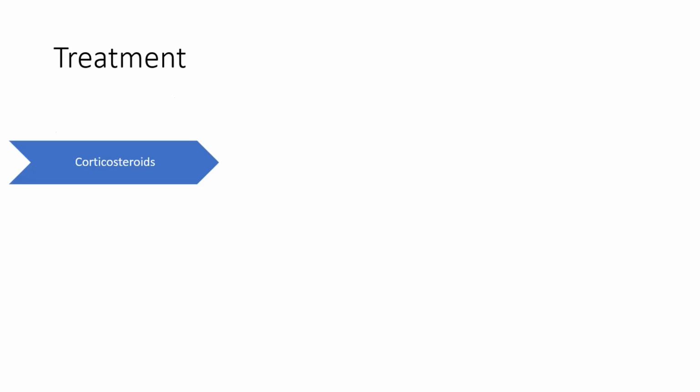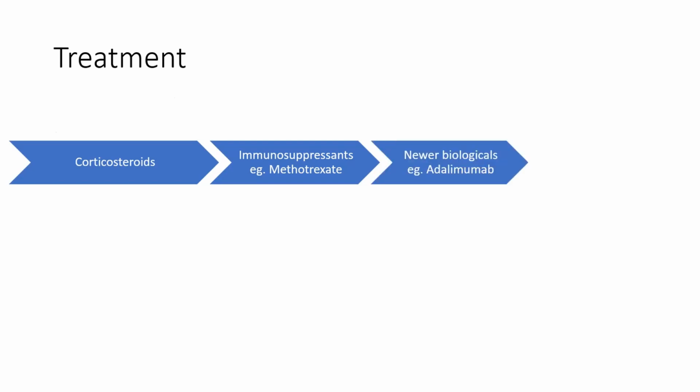For treatment, you must always follow a stepwise approach. First we start with corticosteroids, followed by immunosuppressants, and if those are not working, we can start neobiologicals. This is for non-infectious uveitis. If the etiology is infectious, we treat the infectious cause.